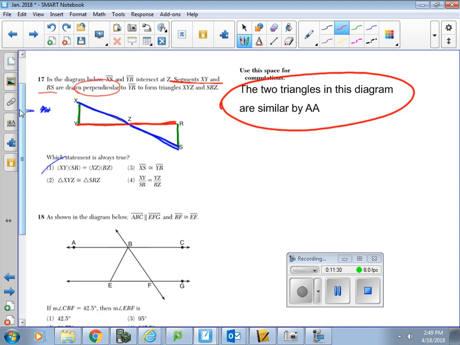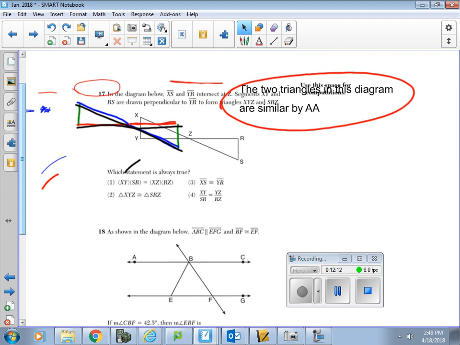Is triangle XYZ congruent to triangle SRZ? We already talked about that. No way that we know they're congruent. What about XS is congruent to YR? Well, again, there's nothing in this problem that tells us why these two, so XS would be this one, and YR would be this one. There's nothing in the information or in the diagram that would lead us to believe that that's always going to be true. Now, it might be true in certain cases, but there's nothing in here to let us know that's always going to be true. So our answer is number 4.